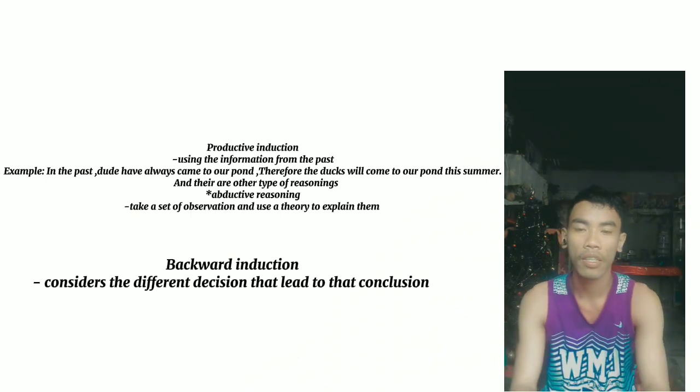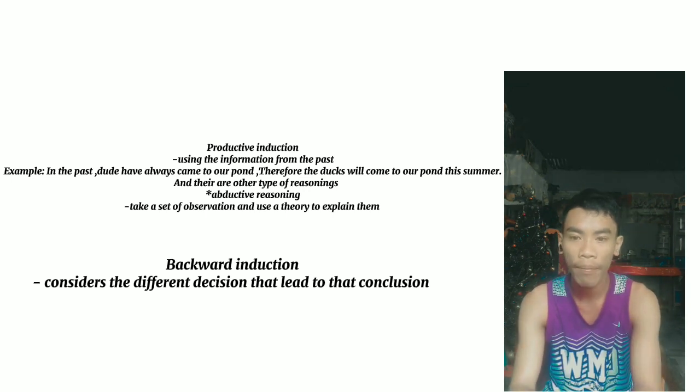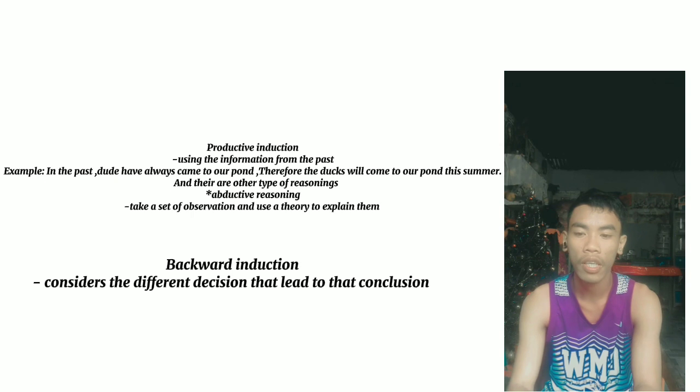And the next type is predictive induction, using information from the past. Example of predictive induction: in the past, ducks have always come to our pond. Therefore, the ducks will come to our pond this summer.